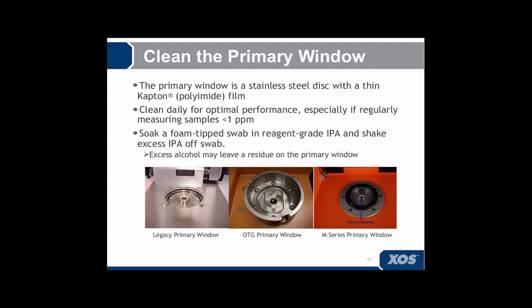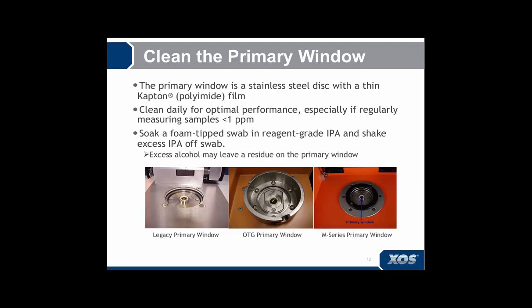Next, you'll want to clean the primary window. Now, the primary window I have depicted in the bottom of this slide is 3 different pictures and what it might look like on your analyzer, depending if you have a legacy analyzer, which is the gray analyzer, an OTG analyzer, or our newer M series, which is the orange benchtop analyzer. The primary window is a stainless steel disc with a thin capped-on film. And you'll want to keep this clean for optimal performance.